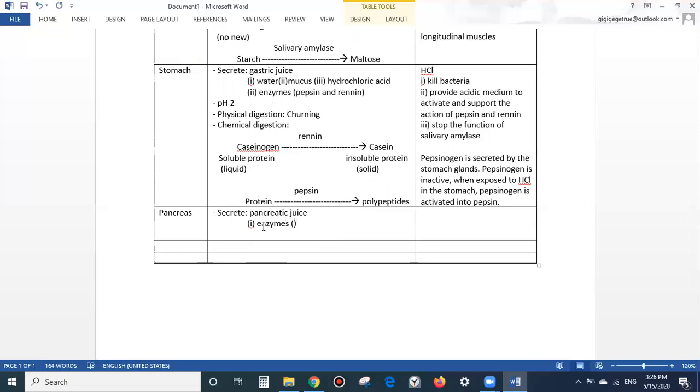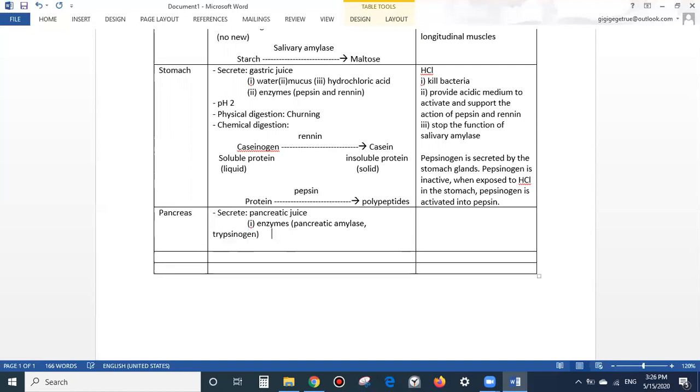In this case, the enzymes that you can find here are pancreatic amylase, trypsinogen, which is a cousin of pepsinogen, and pancreatic lipase. Plus, number 2, it has alkaline salts. So these are the 2 substances that pancreatic juice contains, the enzymes and also alkaline salts. Alkaline salts are there to bring the pH of the small intestine to a higher pH, to make it alkaline. Okay?